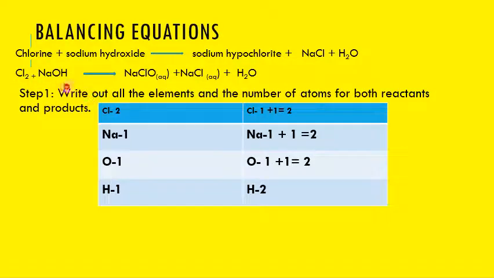Next, I am going to write sodium. How many atoms of sodium do I have? 1. Good, so I'm going to put 1 over on the side of it. Then I have oxygen, 1, hydrogen, 1. So I'm going to write oxygen with 1, hydrogen with 1.